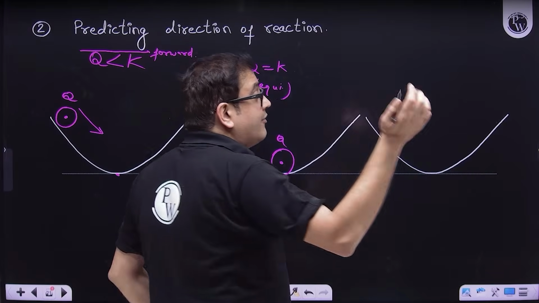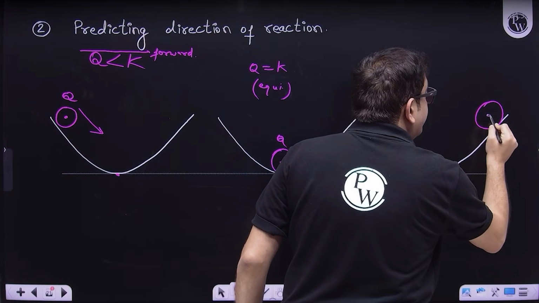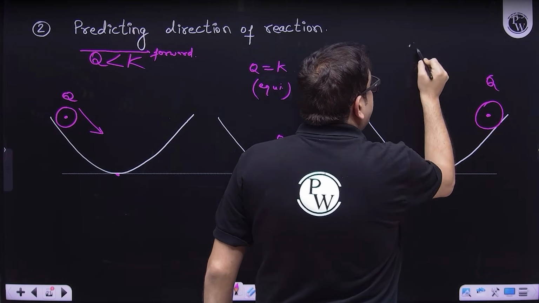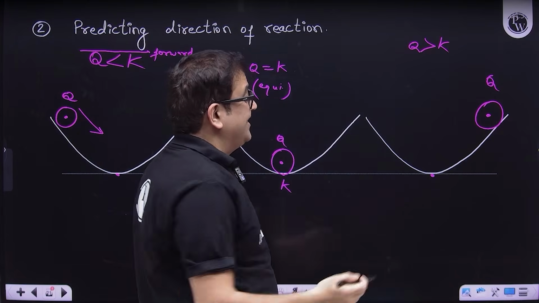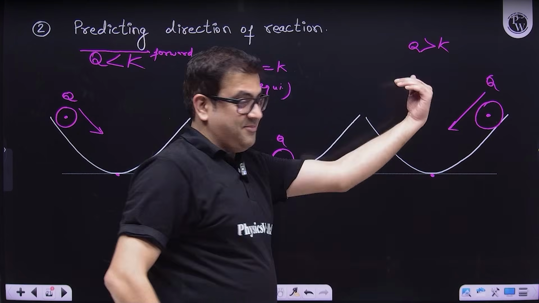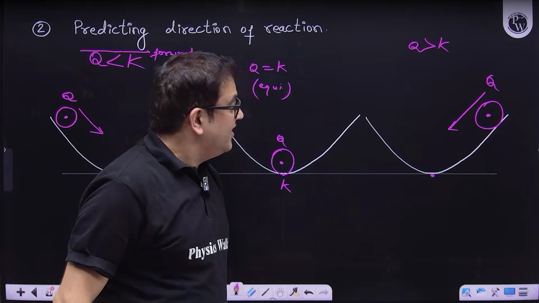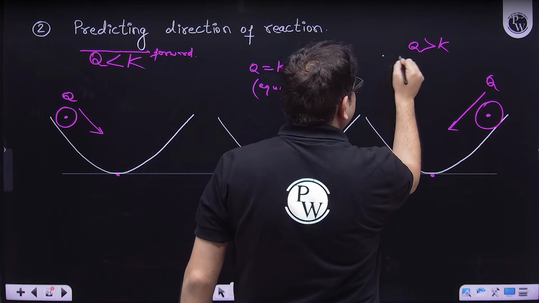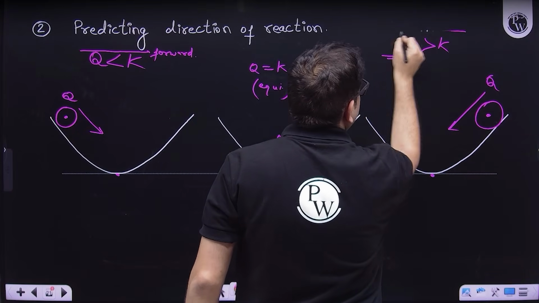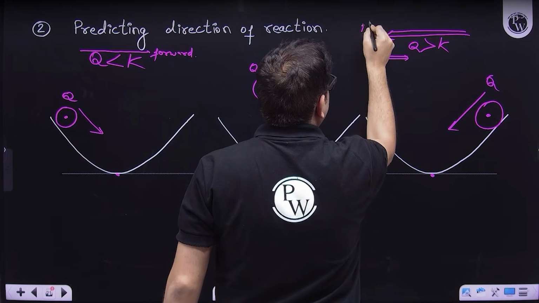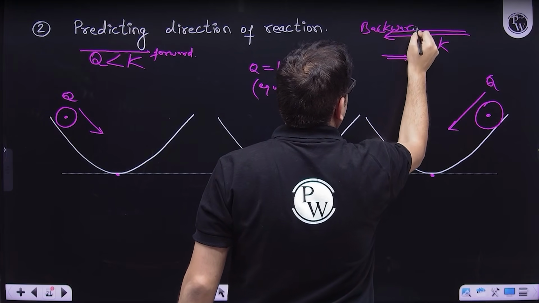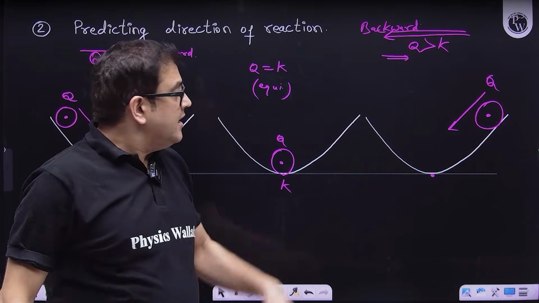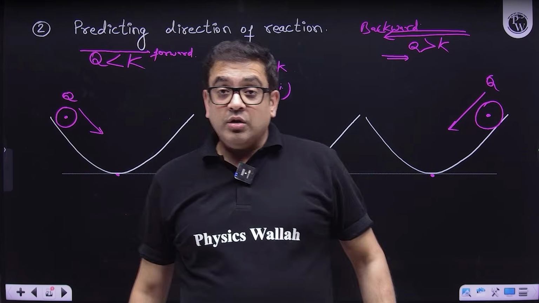Now, if the value of Q you calculate comes out to be greater than K, where will the ball go? Sir, the ball will come backside to come over here. Similarly, in such cases, the reaction will proceed in the backward direction. So it will move to the backward direction. Now, sir, what does this?